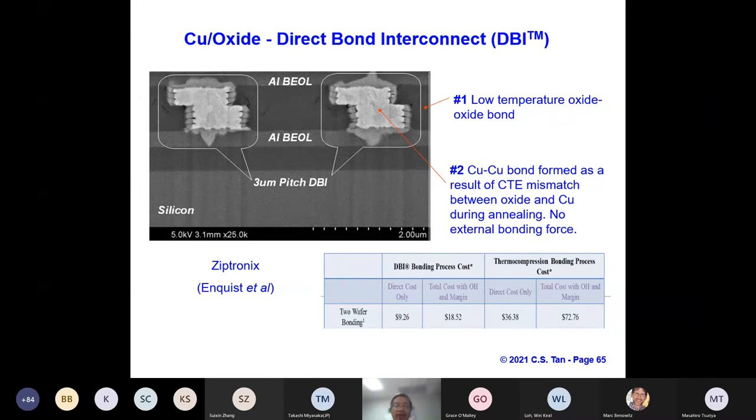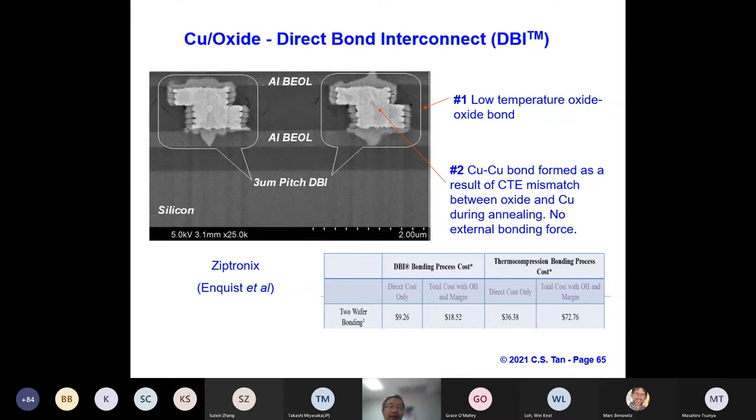If you look carefully at this technology, there are two steps really involved here. Imagine that you have an oxide and copper damascene structure. The first thing that you want to do is to bond the dielectric to the dielectric, the oxide to the oxide. So you really want to leave behind a very small dish in the metal. In this case, it's aluminum, but it is perfectly applicable for copper as well. So the first thing that you do is low temperature oxide-to-oxide bonding. You know that oxide-to-oxide bonding is a fusion bonding, and that happens almost instantaneously if the surface condition is right.